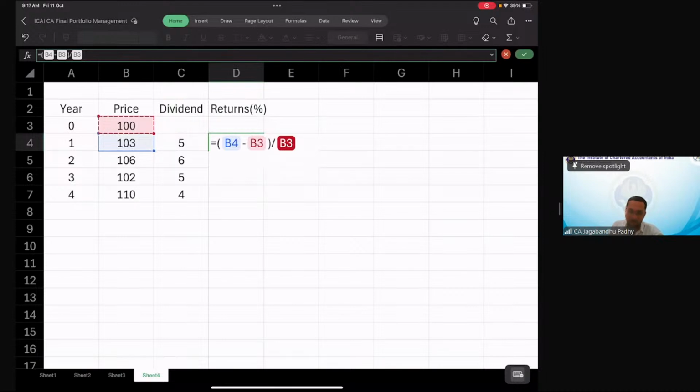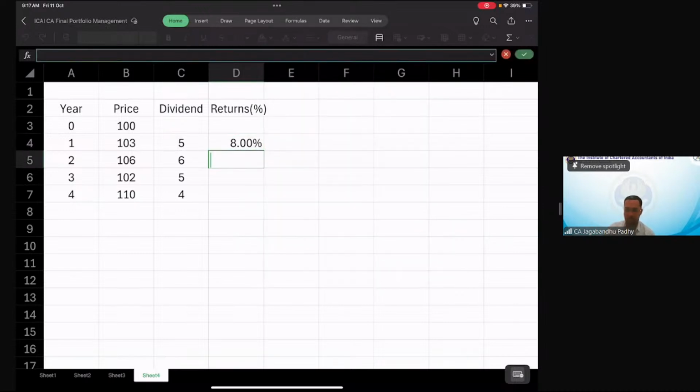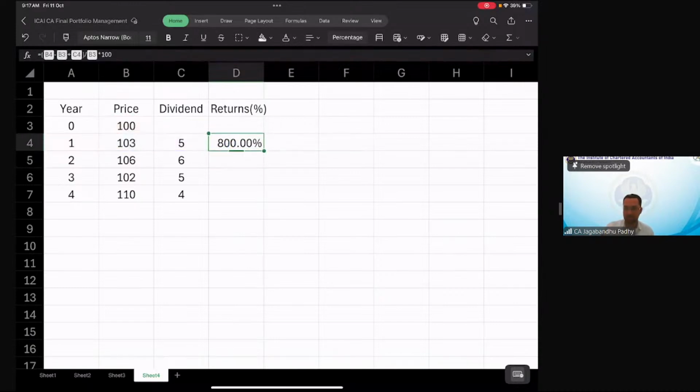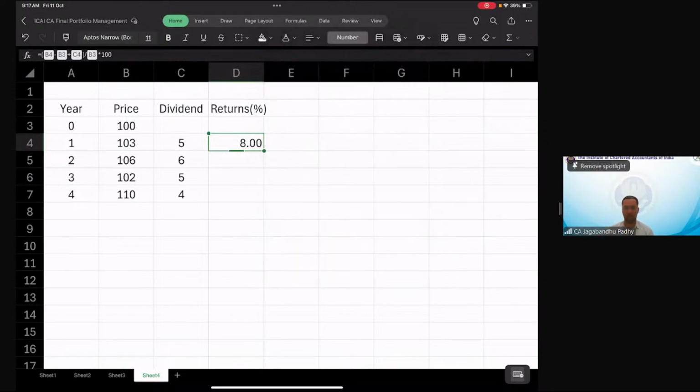Dividend, sir. Yes, we need to add the dividend also. We just can't be focusing only on the prices because we are earning a dividend of 5 in the first year also. So the rate of return is basically 8%. And of course, I need to multiply this with 100 to make it a percentage term. Okay, so 8% is the rate of return that we are getting.